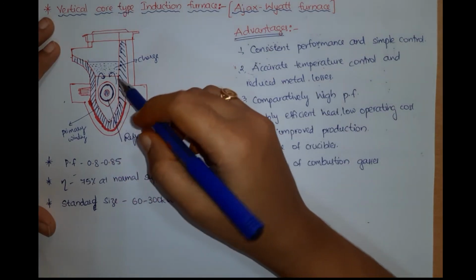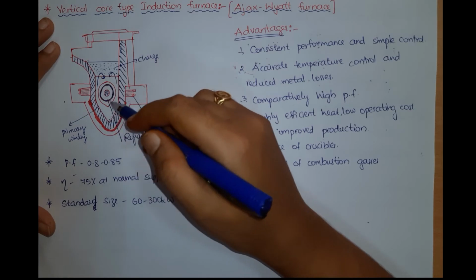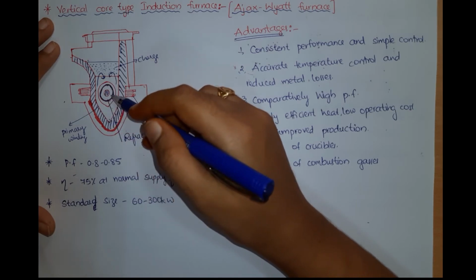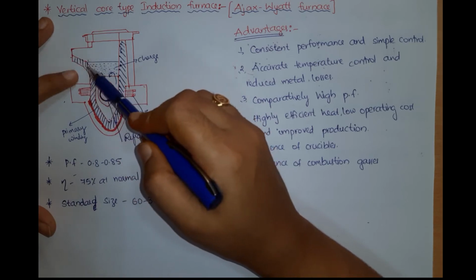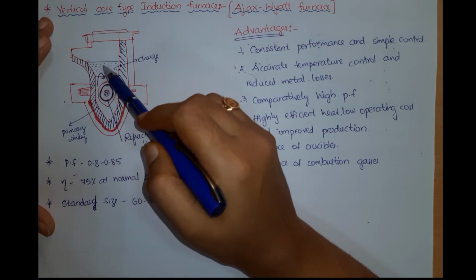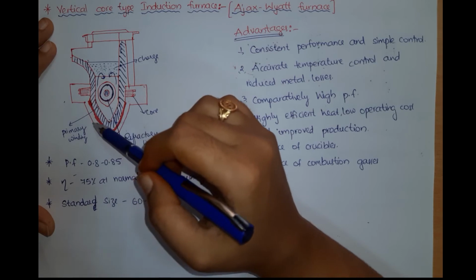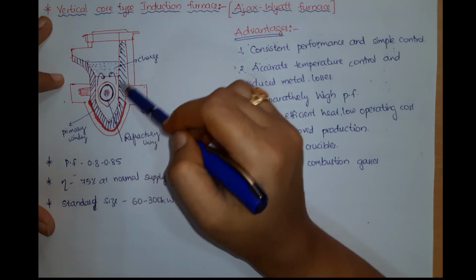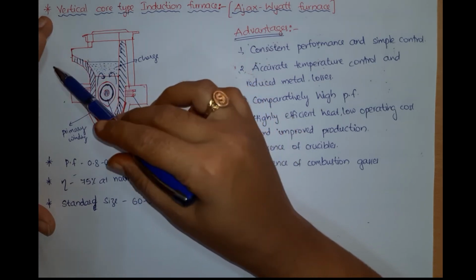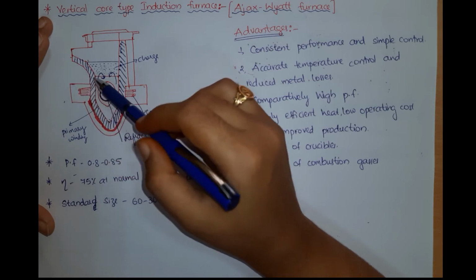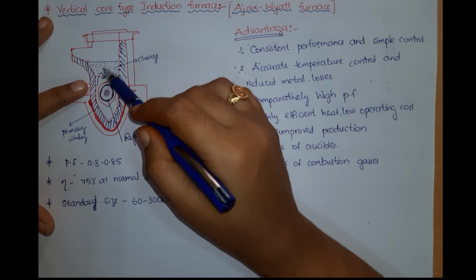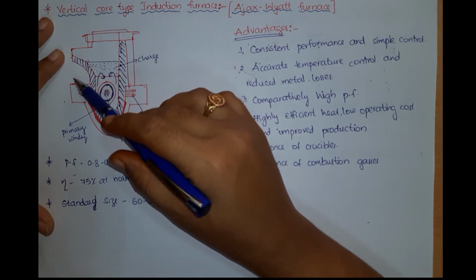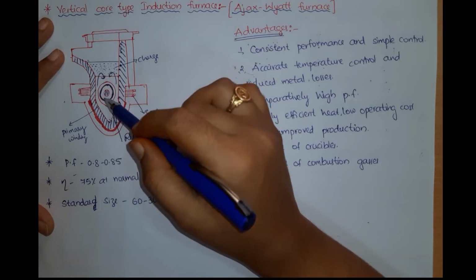This kind of furnace is suitable for continuous operation. Here an opening is provided to remove the heated part of the charge from the induction furnace. You can tilt this furnace to pour the charge outside by some hydraulic means. It will be tilted and the molten charge flows outside. So this provides a continuous operation.